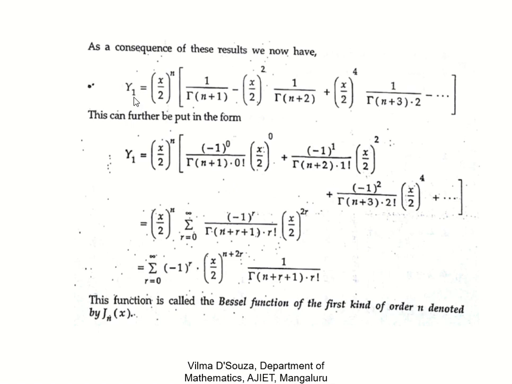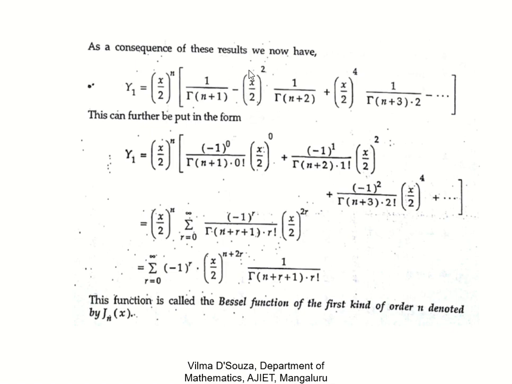So substitute that: y1 is equal to x by 2 to the power n into 1 by gamma n plus 1, minus x by 2 whole square into 1 by gamma n plus 2, plus x by 2 to the power 4 into 1 by gamma n plus 3 into 2. So further this can be written as minus this.